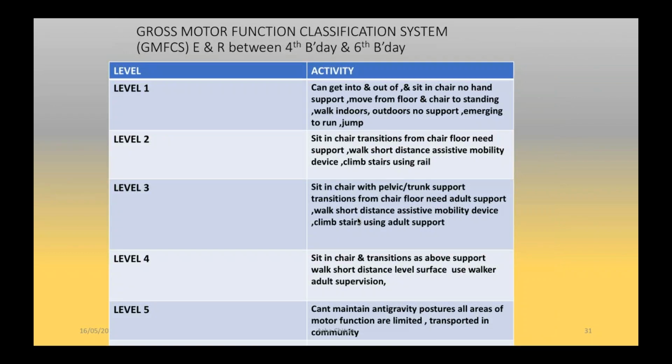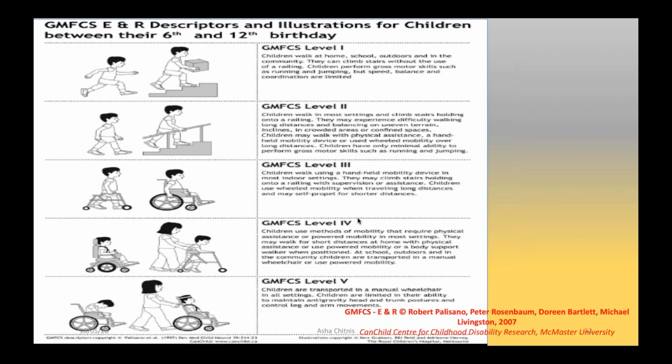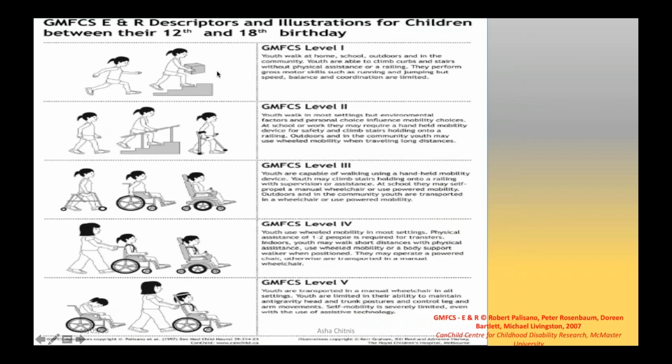What I like is this picture. I'm going to go to the second picture, which is very clear, and I'll explain it. Look, this is at 12 to 18. Level 1 is independent throughout. He doesn't, and will never, require any support. Look at level 2. If he's climbing steps as he grows older, or walking in society, he may require crutches. But remember, level 3 starts with a walker.